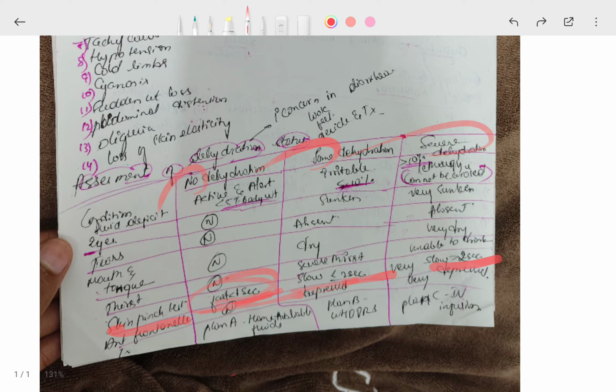No dehydration, some dehydration, and severe dehydration. And coming for the anterior fontanelle, normally it will be normal level, whereas in case of some dehydration it will be depressed, whereas in case of severe dehydration it will be very much depressed.